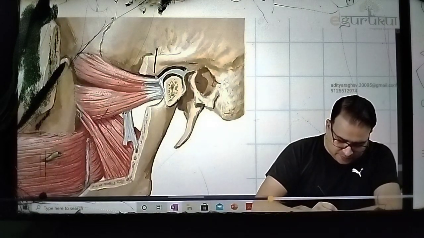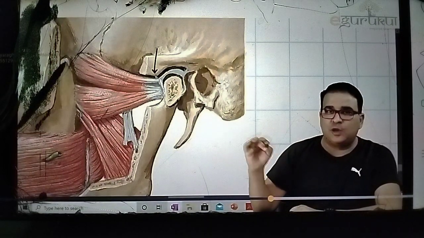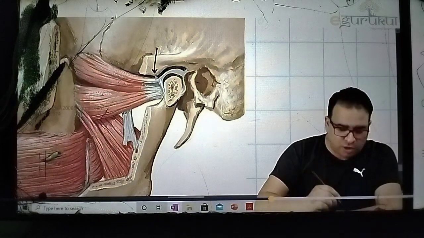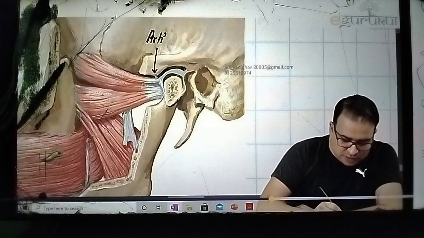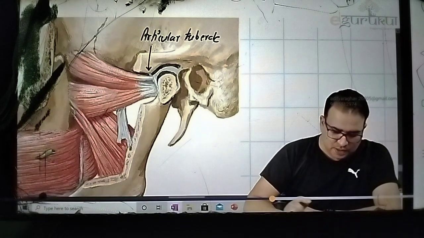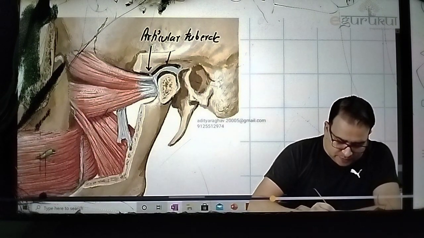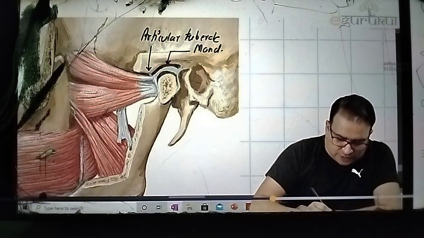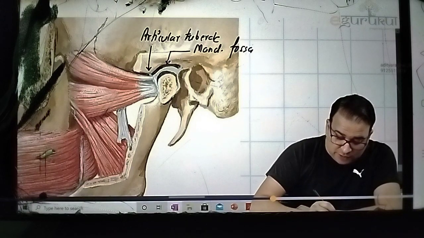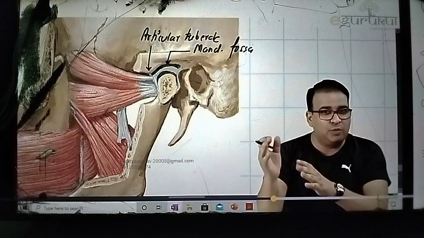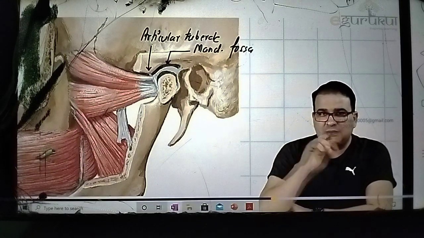Guys, this tubercle here, this elevation that is present in the lower border of the zygomatic arch. The zygomatic arch is cut here; it will be present like this. This tubercle which is present in the lower border of the zygomatic arch is called the articular tubercle. Secondly, this fossa here is called the mandibular fossa. It's a part of the temporal bone, and there's a depression in that so that the head of the mandible can come into it. So we call it the mandibular fossa, the squamous part of the temporal bone.